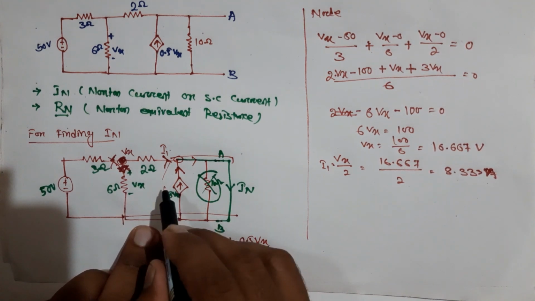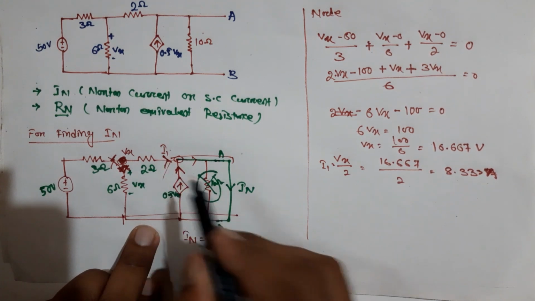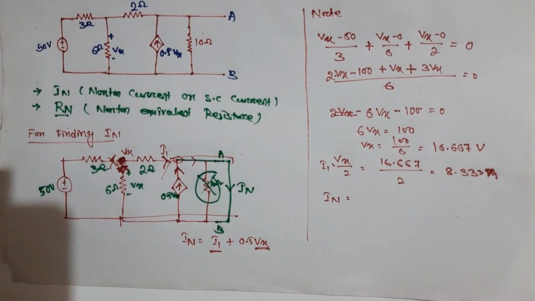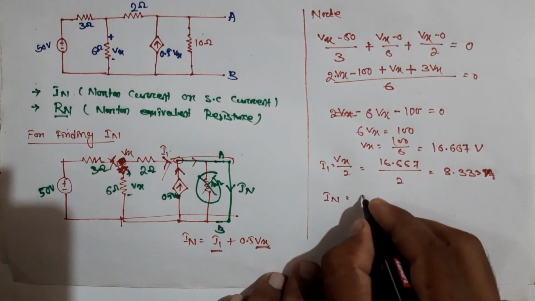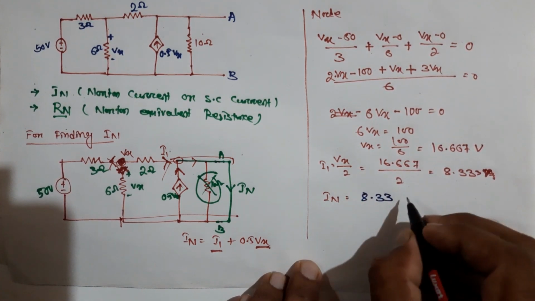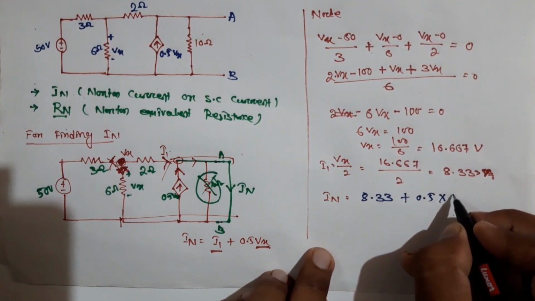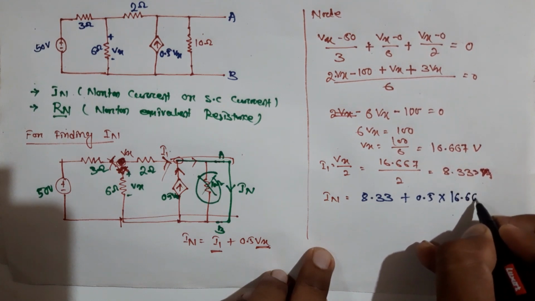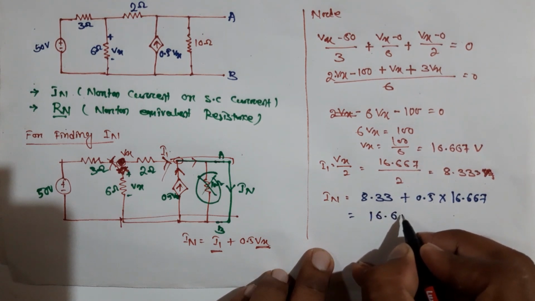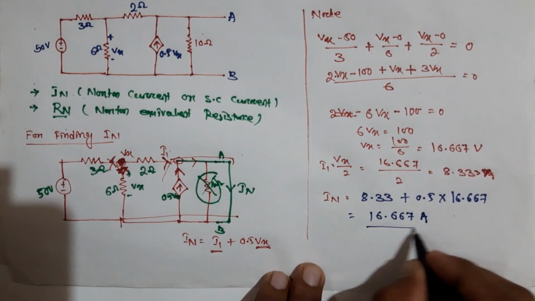Okay, the value of the dependent source, and I find the I1, so that this IN is the sum of this and this. This I1 value is 8.33, plus 0.5 into Vx, equal to 16.667. Finally, 16.667 ampere. This is the final IN.